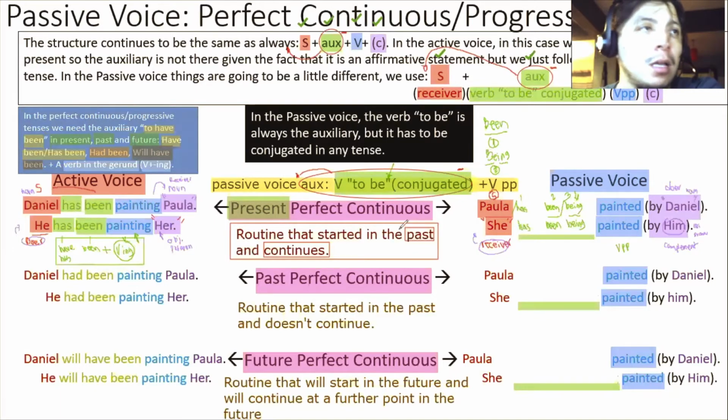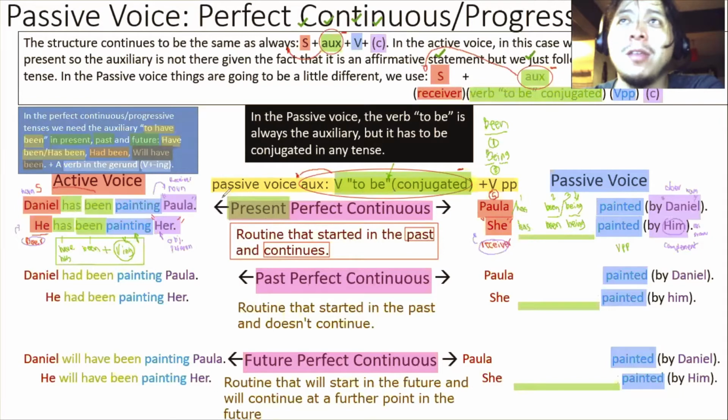It means in the past, Paula started to be painted, and today she continues to be painted. So it's something that started in the past and that continues to happen now. When you say Daniel has been painting Paula, and when you say Paula has been being painted by Daniel, it is essentially the same thing.